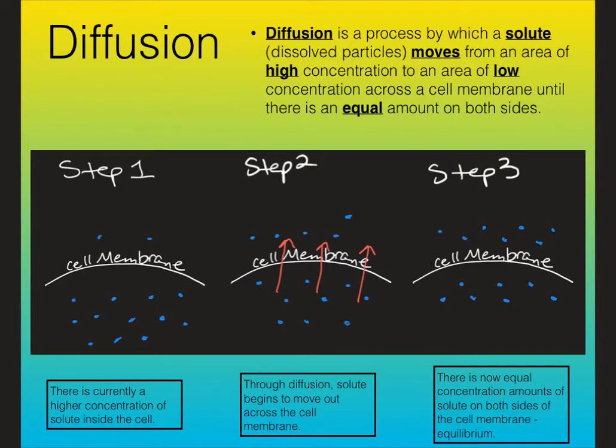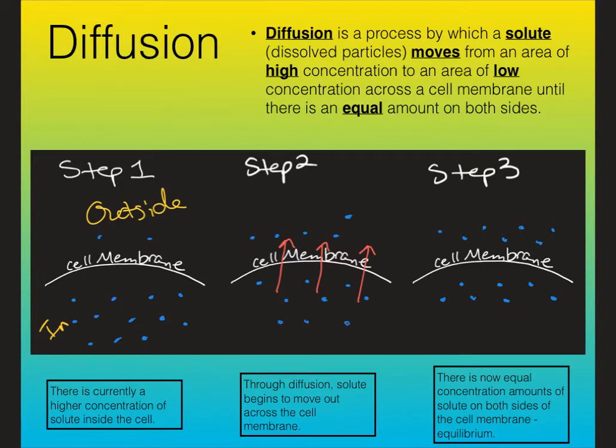Looking at the picture here, in step one, you can see that on the outside of the cell membrane, outside of the cell, you have only two particles, while on the inside you have way more than that. So you have a much higher concentration inside versus outside. What ends up happening is some of the particles from inside, because that's where you have the higher concentration, move to the outside. They do this because they're trying to balance out, to reach equilibrium, or an equal amount on both sides, until finally you have that stable environment where you have an equal amount of particles on both sides.